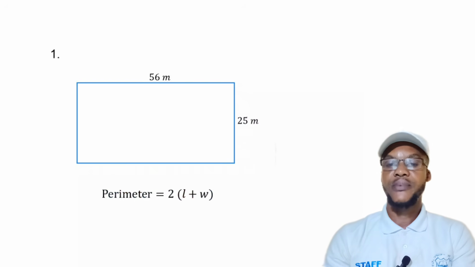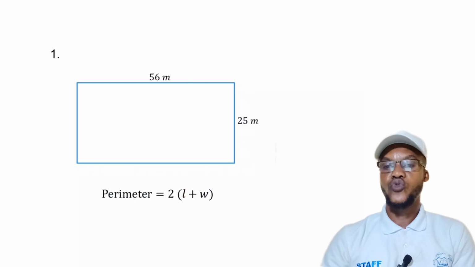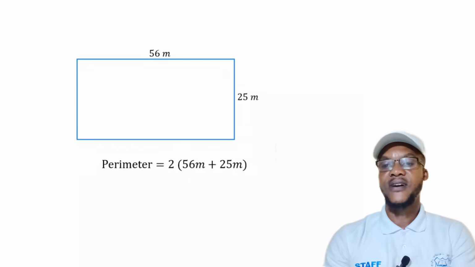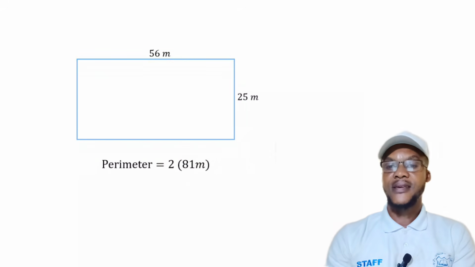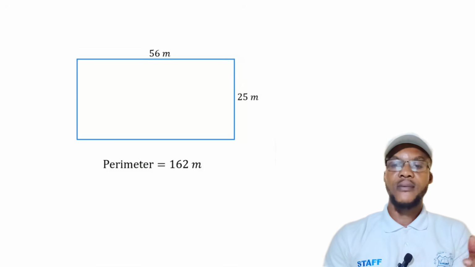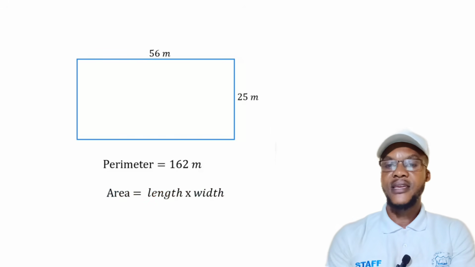We know that perimeter is given as 2 multiplying the sum of the length and the width. We know our length as 56 and our width as 25. We just substitute our values and then we are good to go. If we sum them, we get 81. After that, we multiply by 2.